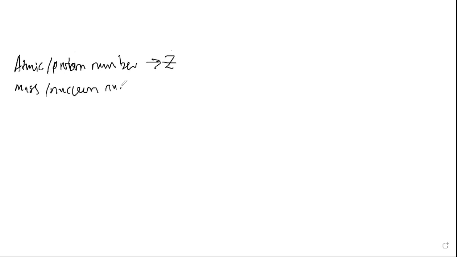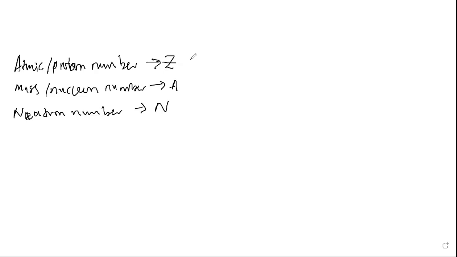So now, we have discussed that on the nuclide notation we have the atomic or the proton number, which uses the symbol Z. We also have the mass or nucleon number, which uses the letter A. Then we are also going to have the neutron number. This one is going to have the symbol N.